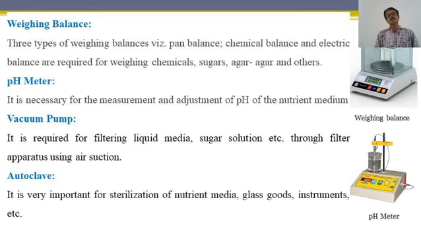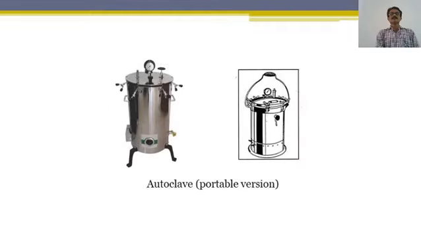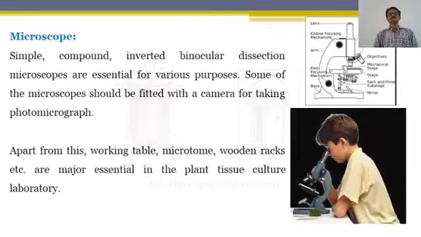Then you have to bring the media to a specific pH. You have to prepare the chemicals and the media, and for that you require the pH meter. Then you require an autoclave, because you have to sterilize all your media and your instruments for the experimentation. So here is the autoclave and its schematic diagram. It is the portable one.